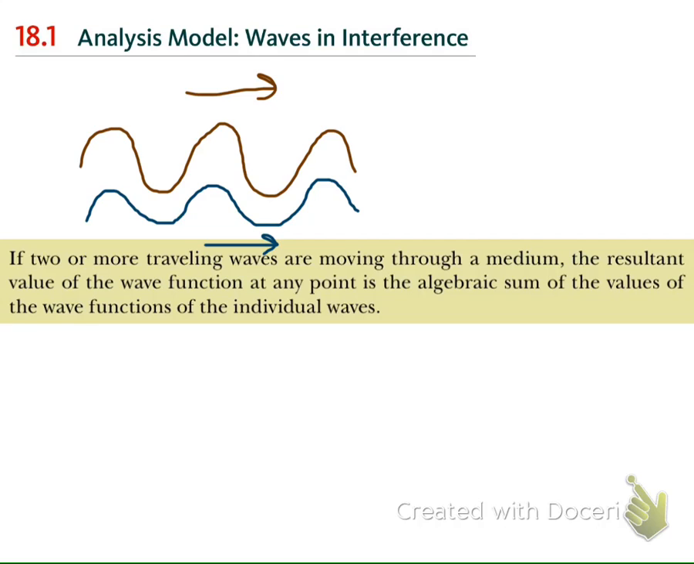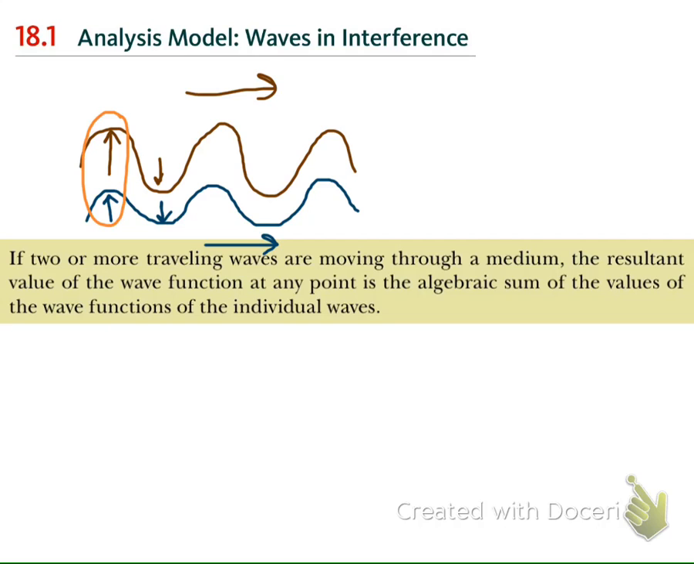the total displacement of the medium is the sum of the displacement of each wave. Okay, it's the sum of each displacement of each wave. So in this situation we have what we call constructive interference, that is, two waves oscillate in the same manner, in the same direction.